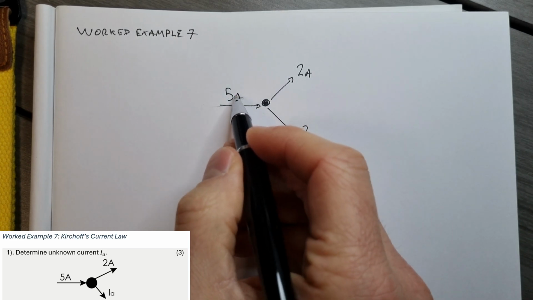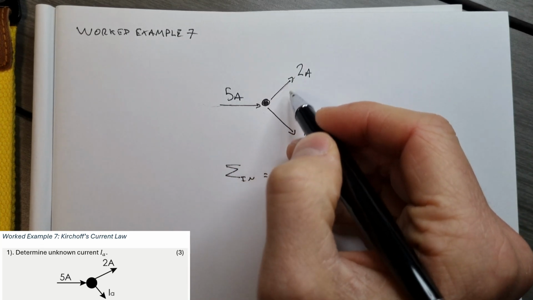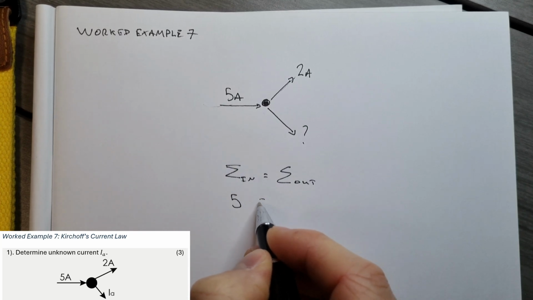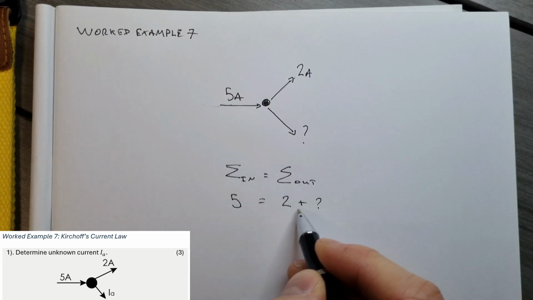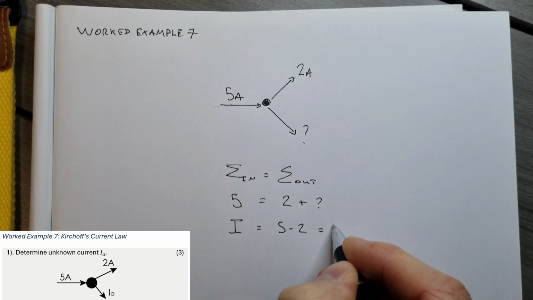So if we've got 5 amps coming in, denoted by the direction here, we've got 2 amps coming out and we've got an unknown coming out, then we can say, well, we've got 5 coming in equals 2 plus our unknown coming out here. I is going to be 5 minus 2, which is 3 amps.